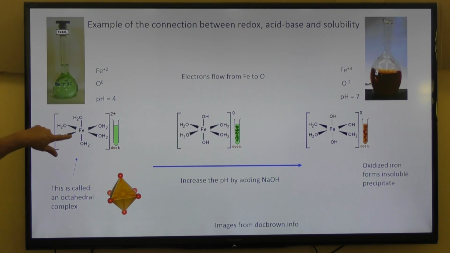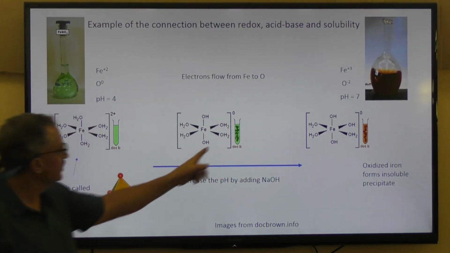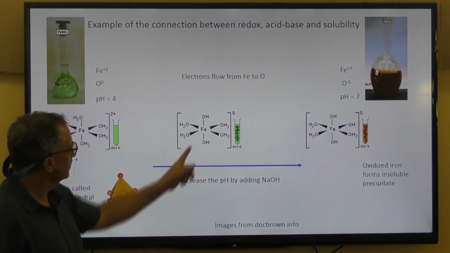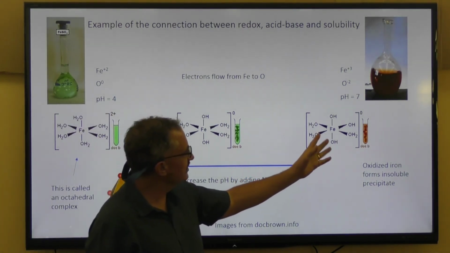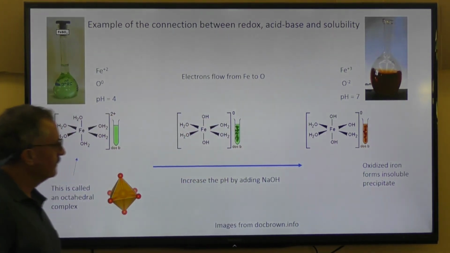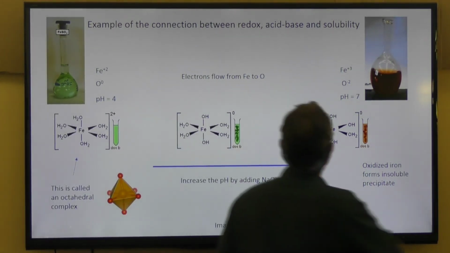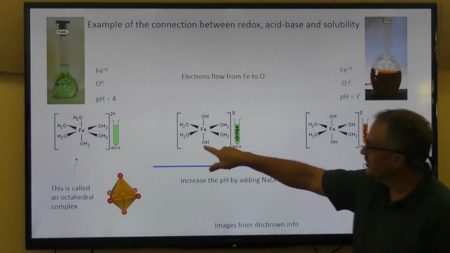So Fe plus 2 in solution is green. If I add sodium hydroxide to this, so I'm increasing the pH, you get a little green precipitate, with some more OHs on here instead of water molecules. If you continue to increase this, at about pH 6 or 7, it will turn this color. And that's red iron, which is Fe plus 3. Right? So it's lost an electron. It takes oxygen to do that, and it also takes these OHs hooked on there.